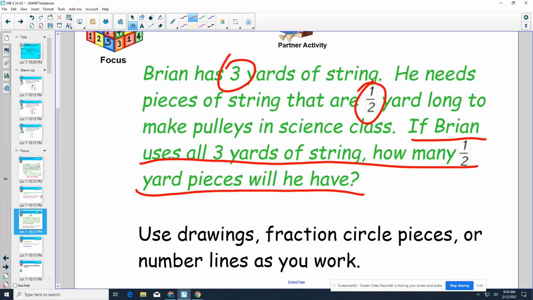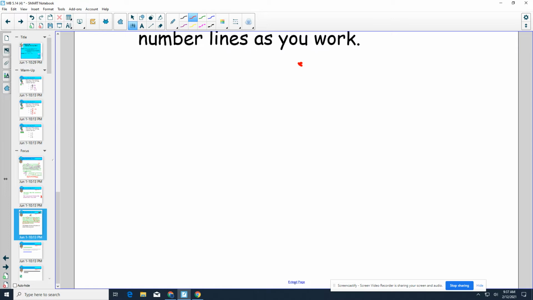Are there any words that indicate division? He needs pieces of string that are ½ yard long. So how many half pieces? That helps me. ½ yard long tells me I'm going to be splitting them up. So again, I've got to think about it. I'm going to write a division number model before I do my division: 3 yards of string and ½ yard for each piece when he cuts them out.